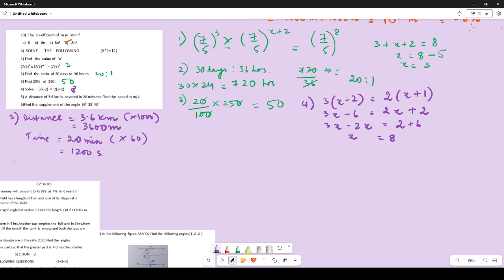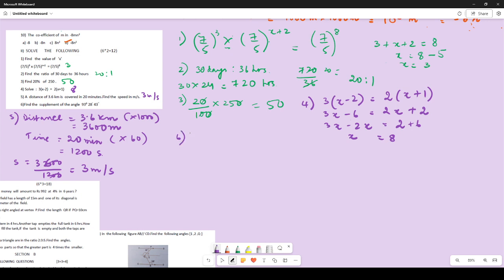Now it becomes simple. Speed is equal to 3600 by 1200, and that makes it 3 meters per second. So here the answer would be 3 meters per second, right? Was it too difficult? No, it wasn't. Maybe you simply got confused. Now let us take up the last question in this bit.